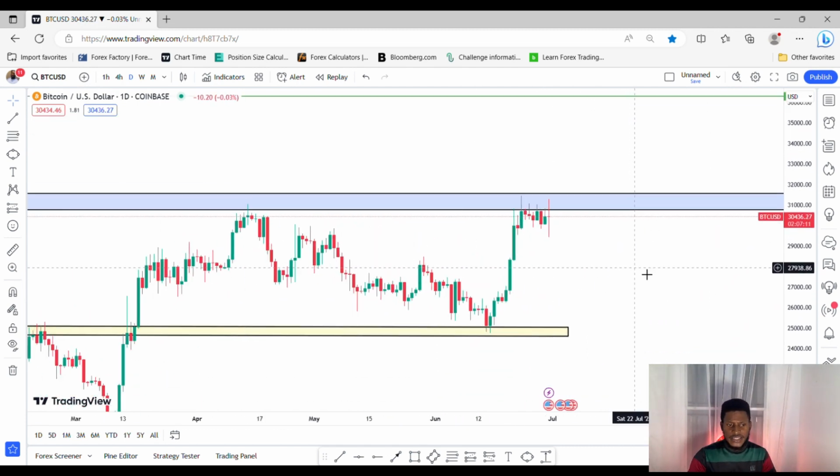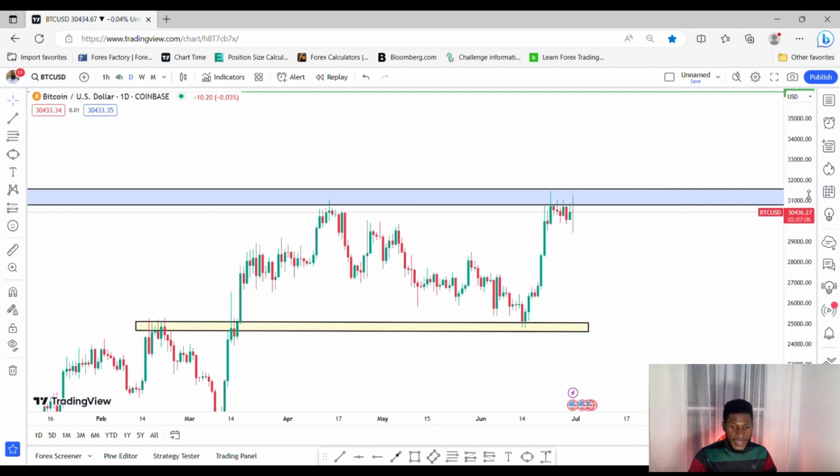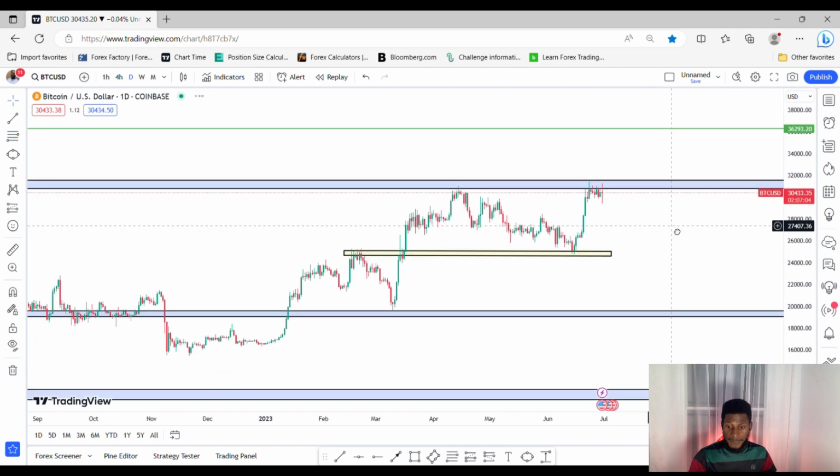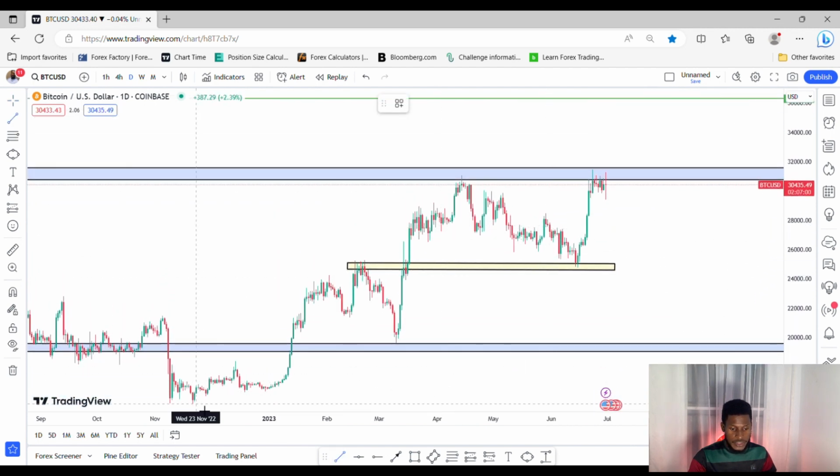So the question really is, what's next for Bitcoin? Based on my whole analysis, I am very, very confident that Bitcoin is bullish for the long term.